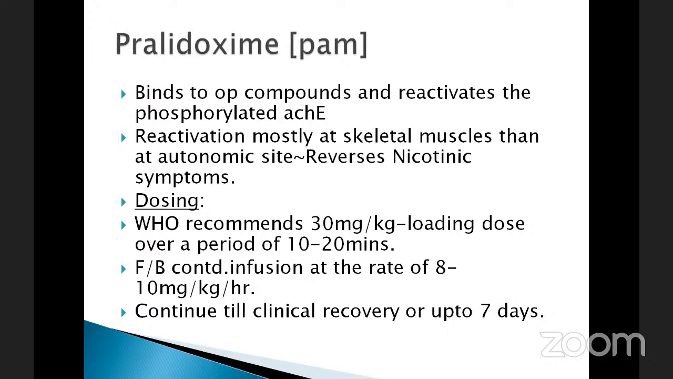Will the dose change depending on the severity, or is it a fixed dose? Infusion can be changed, sir. 8 to 10 mg can be given.